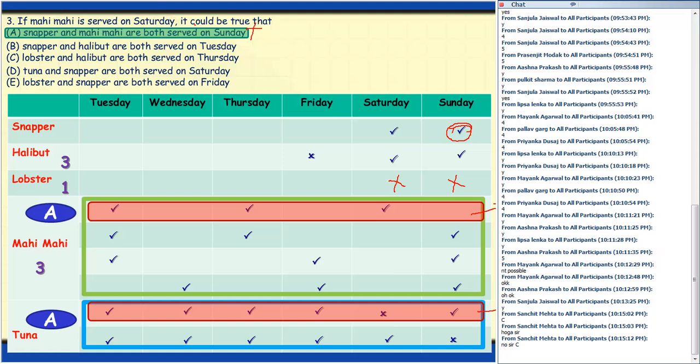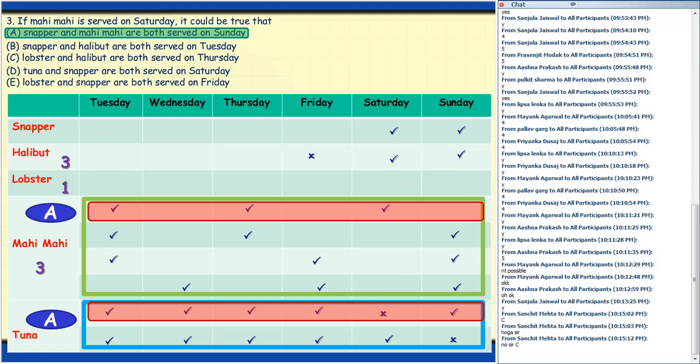Snapper and halibut. Okay. Snapper and halibut are both served on Tuesday. Let's check. You can see one item, two items, three items, and four items. These will be four possibilities, so this case is also not possible.